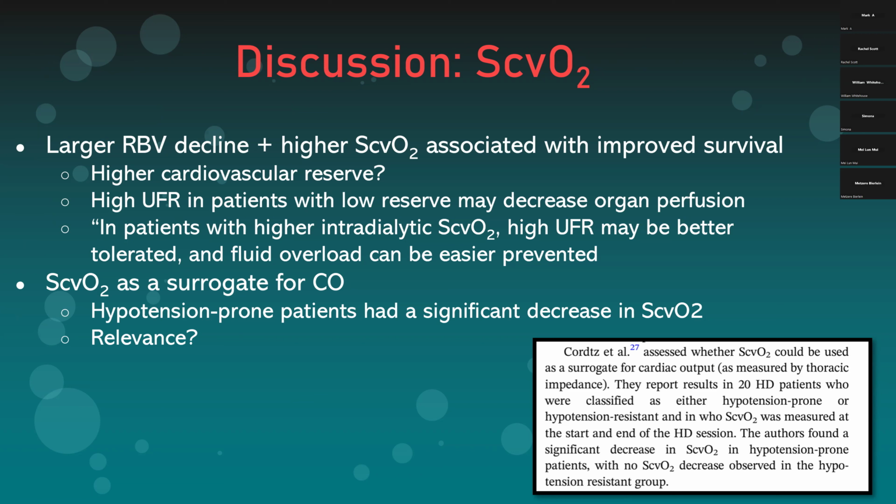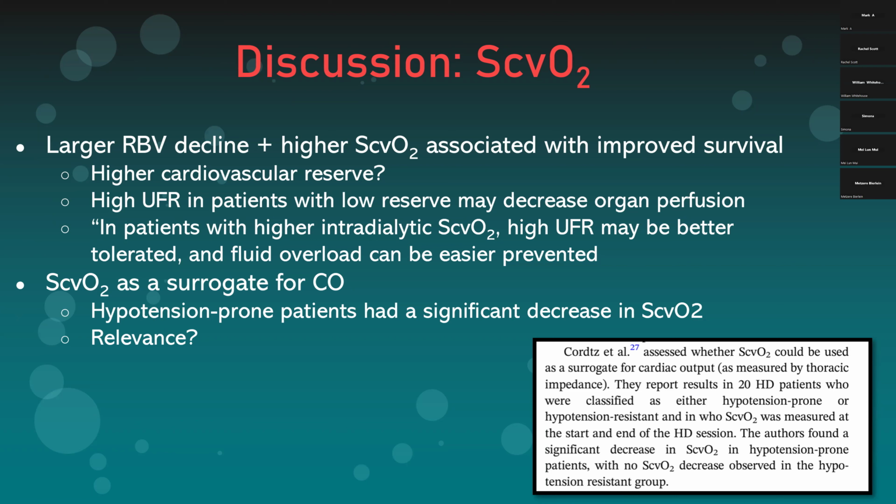And so when they say in patients with higher intradialytic central venous oxygen saturation, high ultrafiltration rate may be better tolerated and fluid overload can be easier prevented, I think it kind of, as I say, I don't know that. Is it that they're going to do better anyway, or is it what you're doing is making them better, or is it a little bit of both?